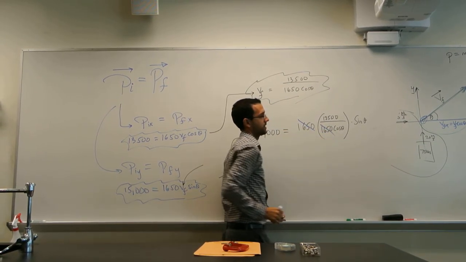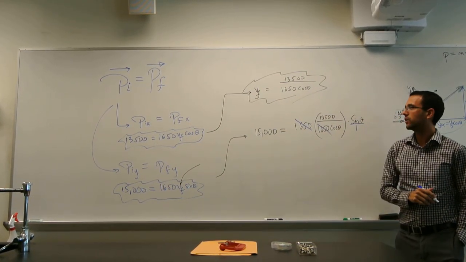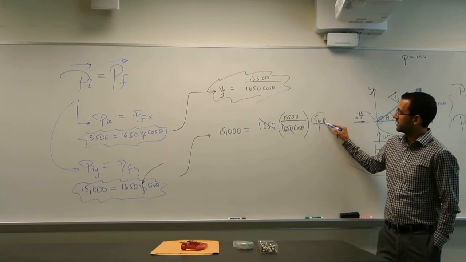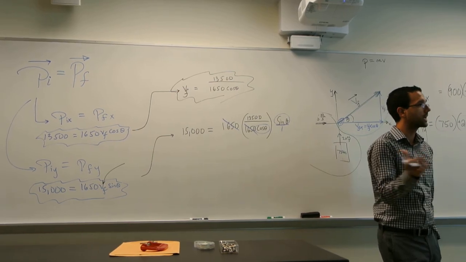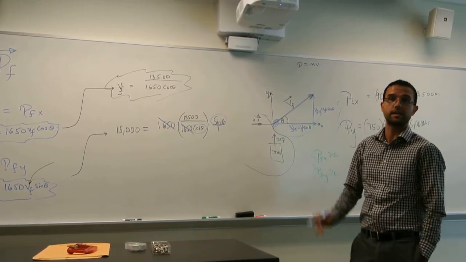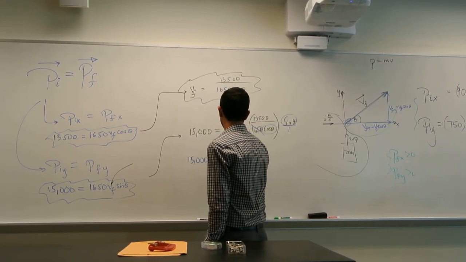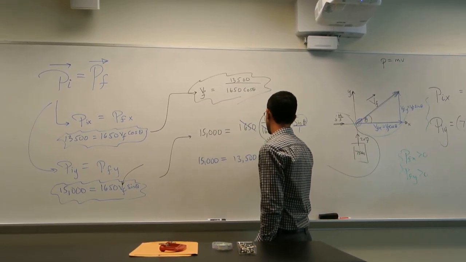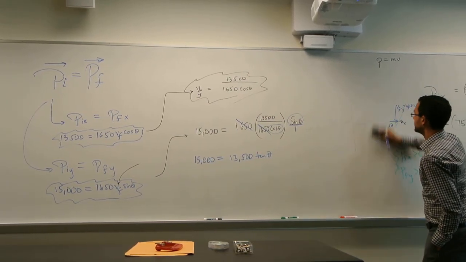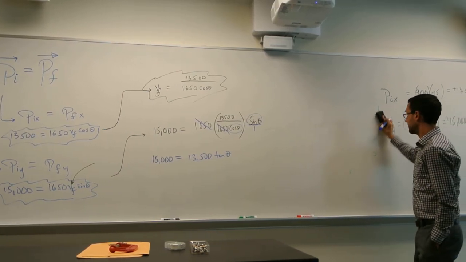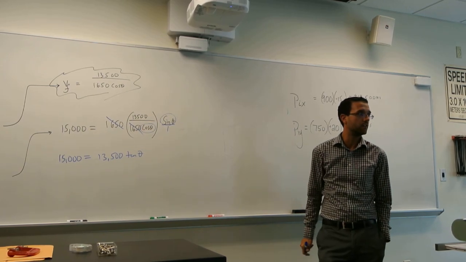The 1650 cancels, right? And remember, sine of theta is the same thing as sine of theta over 1. So I end up having sine of theta divided by the cosine of theta. And we know our trig identities, that ends up being just tangent of theta. So we end up with 15,000 is equal to 13,500 times the tangent of theta. Now, how many variables do I have in that equation? I just have one variable. So now I can actually solve that equation for theta.